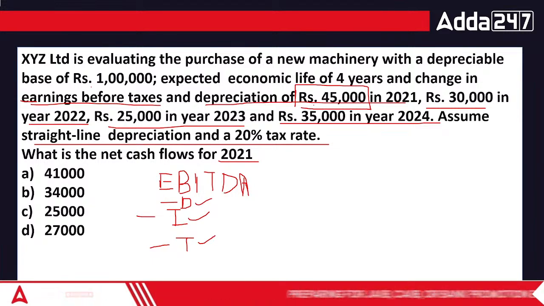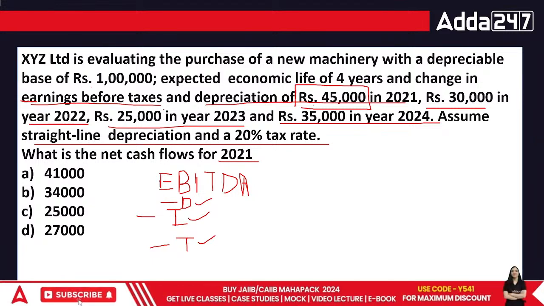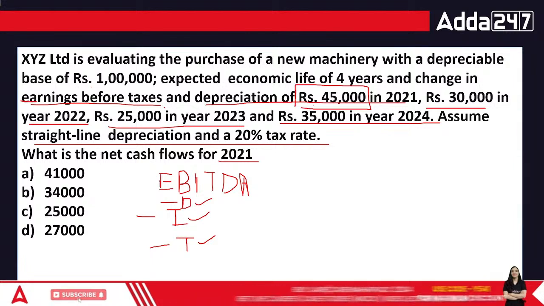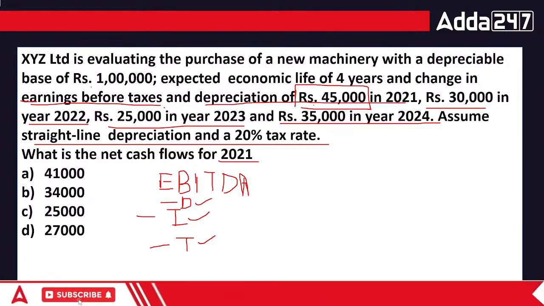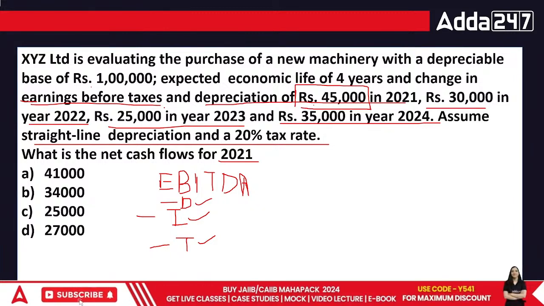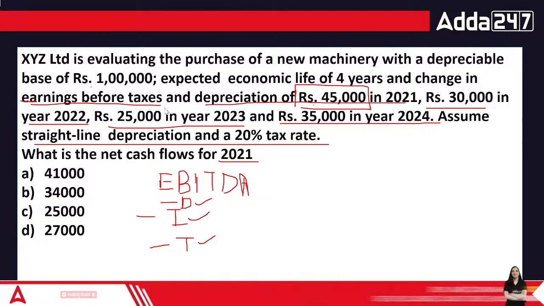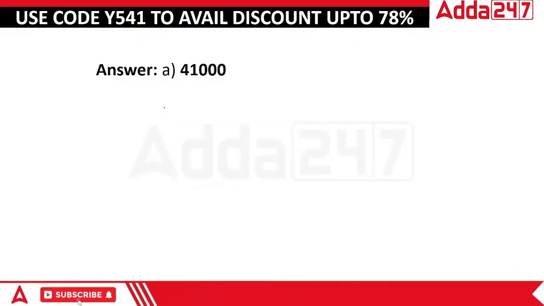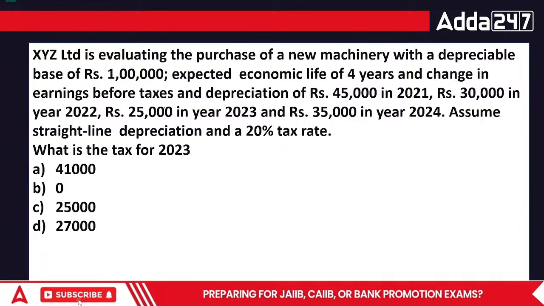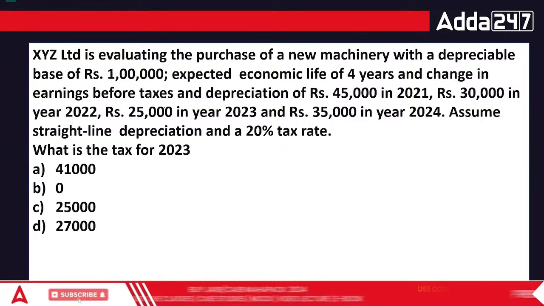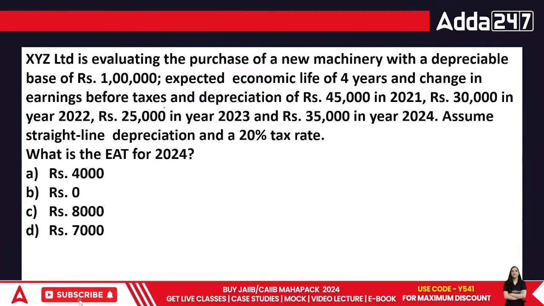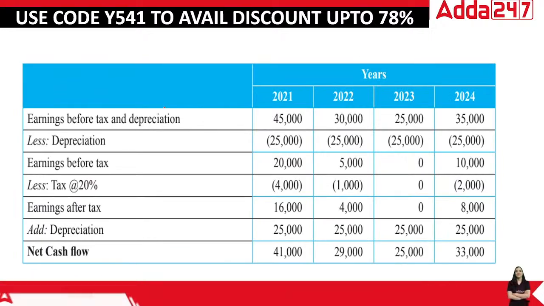So how can we do this question, everyone? 2021, 2022, 2023, 2024. 4 years are given, depreciation is given, and tax is given. No interest is given, so I can assume interest to be nil. Let's look at this particular question through the solution itself. As you can see, the rate is 20%.